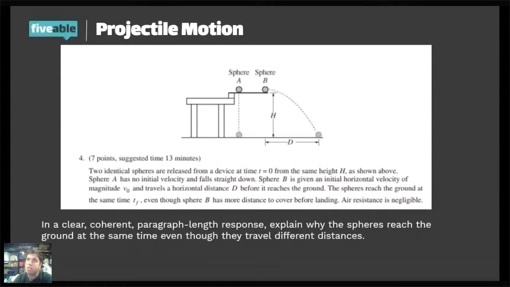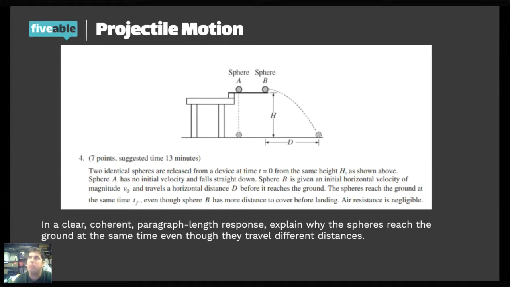Sphere A has no initial velocity and falls straight down. Sphere B is given a horizontal velocity of magnitude v0 and travels a horizontal distance d before reaching the ground. The spheres both reach the ground at the same time, tf, even though sphere B has covered more distance before landing. And again, those wonderful words there, air resistance is negligible. We get to ignore any effect the air has on there.